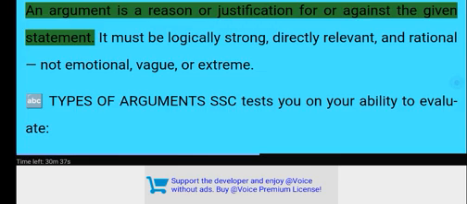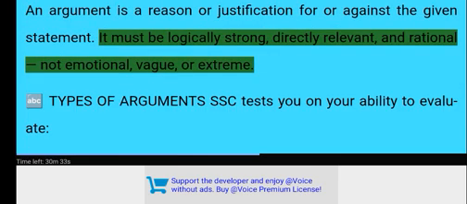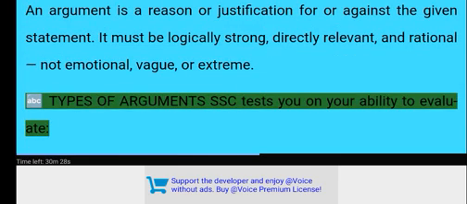An argument is a reason or justification for or against a given statement. It must be logically strong, directly relevant, and rational, not emotional, vague, or extreme. Types of arguments.